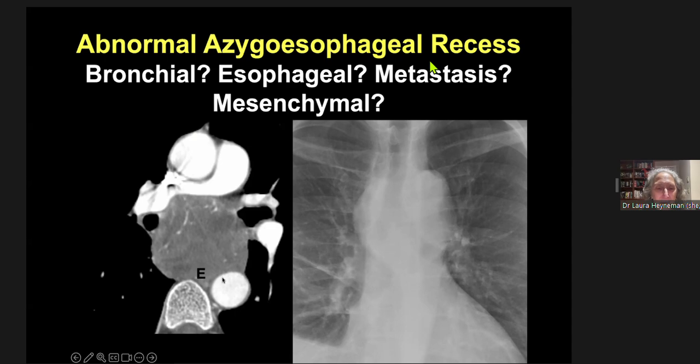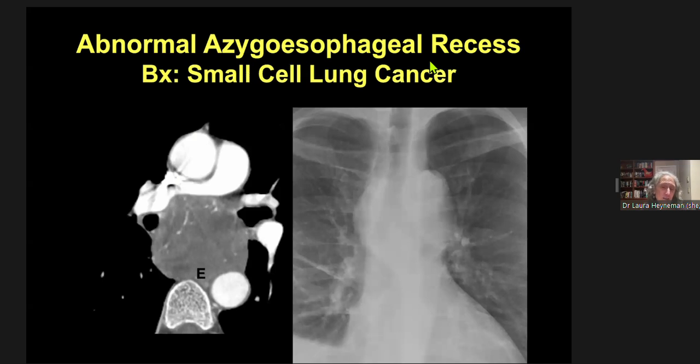So this person who has a convexity in the region of the subcarina had a very large mass kind of enveloping the esophagus. It's in there somewhere, affecting both the right and left mainstem. And on transbronchial biopsy it was small cell carcinoma with an occult primary. They never found the primary within the lungs.